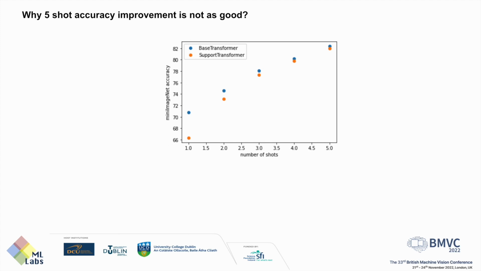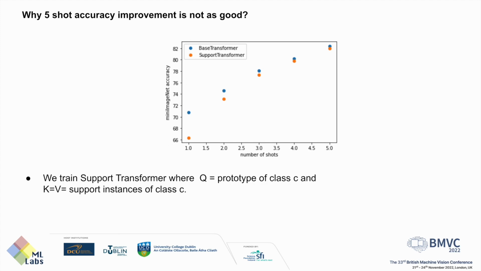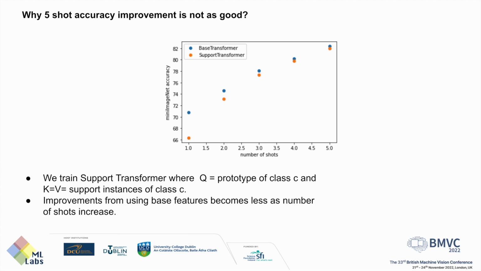To investigate this, we construct support transformer, which is a variant of base transformer where the transformer's query is the class prototype of class C, and keys and values are the features of all support instances of C, keeping all other hyperparameters the same. As the number of shots approaches 5, noisy prototypes from 5 different support instances of the novel class become as good as the prototype computed using base instances queried via semantic query.